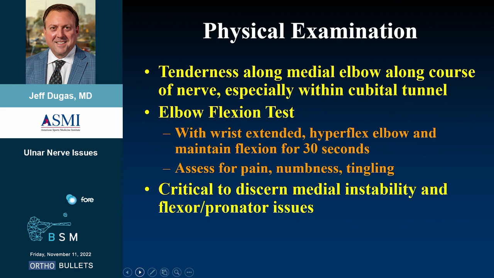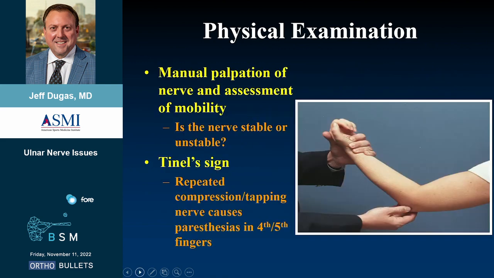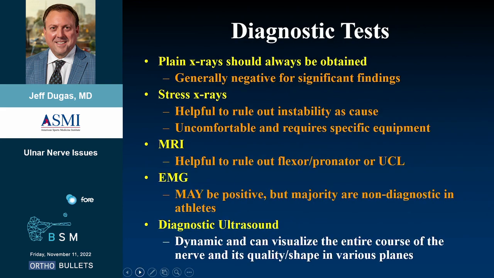Tenderness along the medial elbow, along the course of the nerve, especially within the cubital tunnel, is kind of pathognomonic. We do an elbow flexion test, either flex the elbow up for a prolonged period of time or push on it. As I said, if you really want to create symptoms, you push on it long enough, somebody's going to have symptoms. And it's critical to discern medial instability in the presence of this, because you wouldn't just want to assess the nerve and deal with that in the presence of an unstable elbow. So you have to assess the whole thing. As we showed, we manually palpate the nerve for stability. We do the Tinel sign, as I showed you.